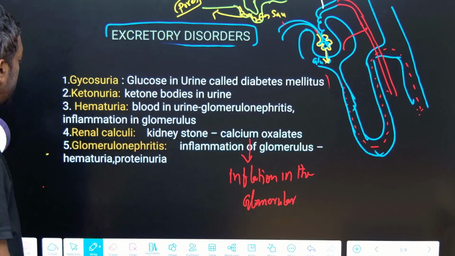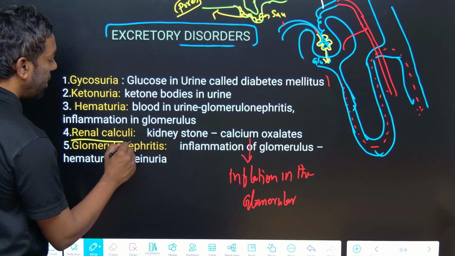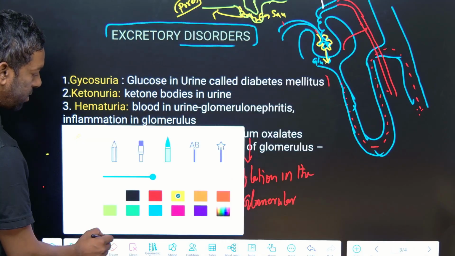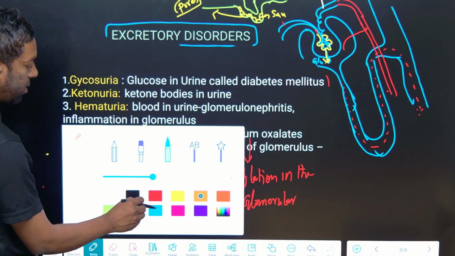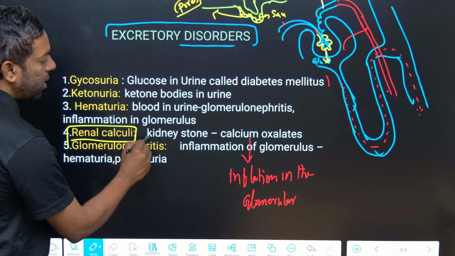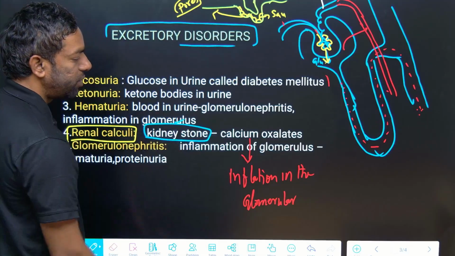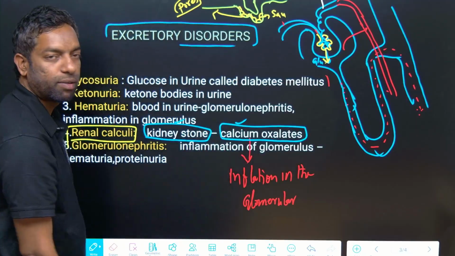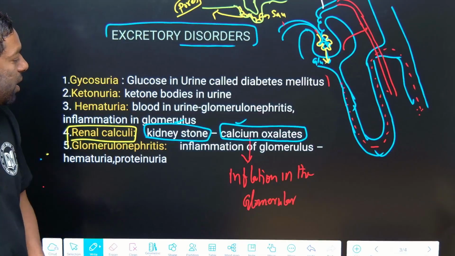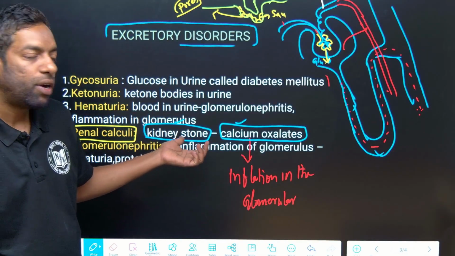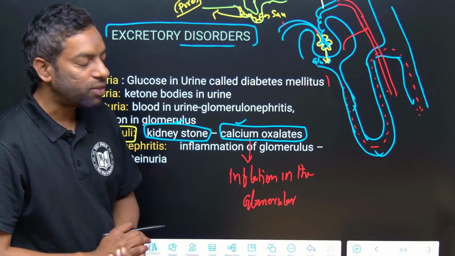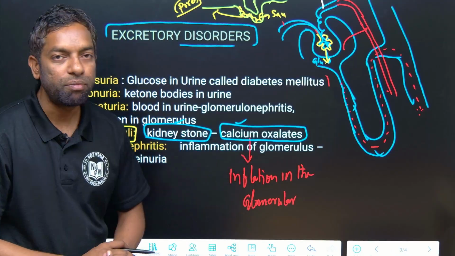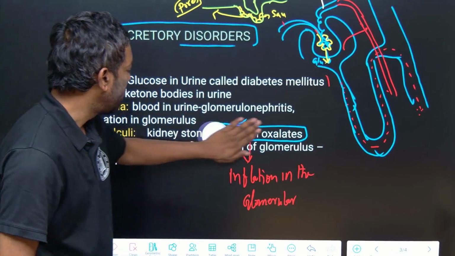Next, renal calculi. Kidney stones, they can ask you about calcium oxalates. Renal calculi everyone knows, that is kidney stones, but what is the chemical nature of that kidney stone? It is calcium oxalate.